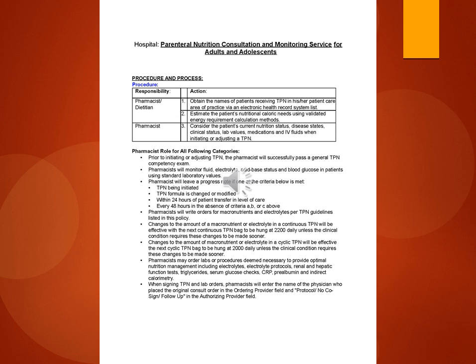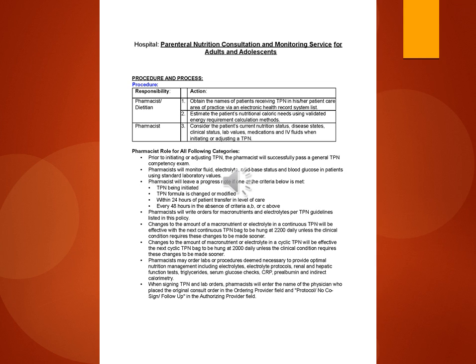Pharmacists will write orders for macronutrients and electrolytes per TPN guidelines listed in this policy. Changes to the amount of a macronutrient or electrolyte in a continuous TPN will be effective with the next continuous TPN bag to be hung at 2200 daily unless the clinical condition requires these changes to be made sooner. Changes to the amount of macronutrient or electrolyte in a cyclic TPN will be effective the next cyclic TPN bag to be hung at 2000 daily unless the clinical condition requires these changes to be made sooner.